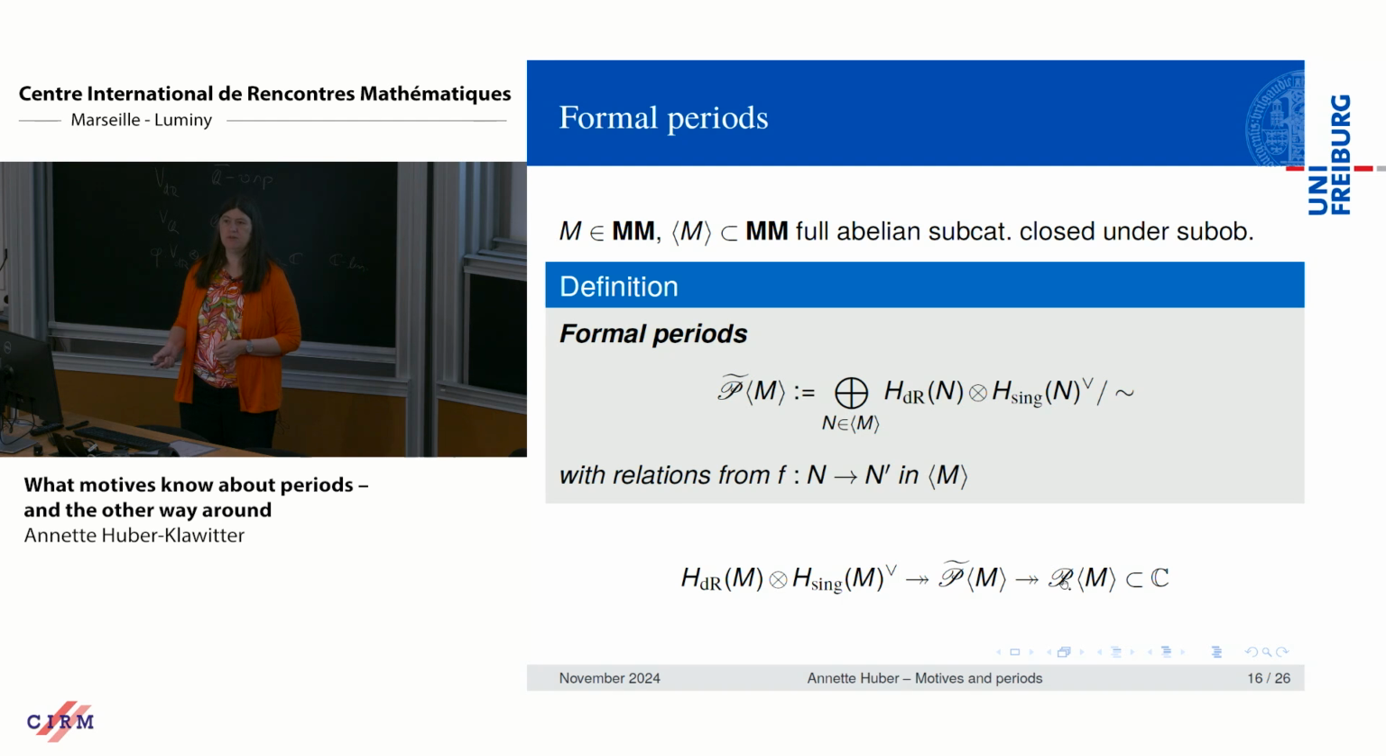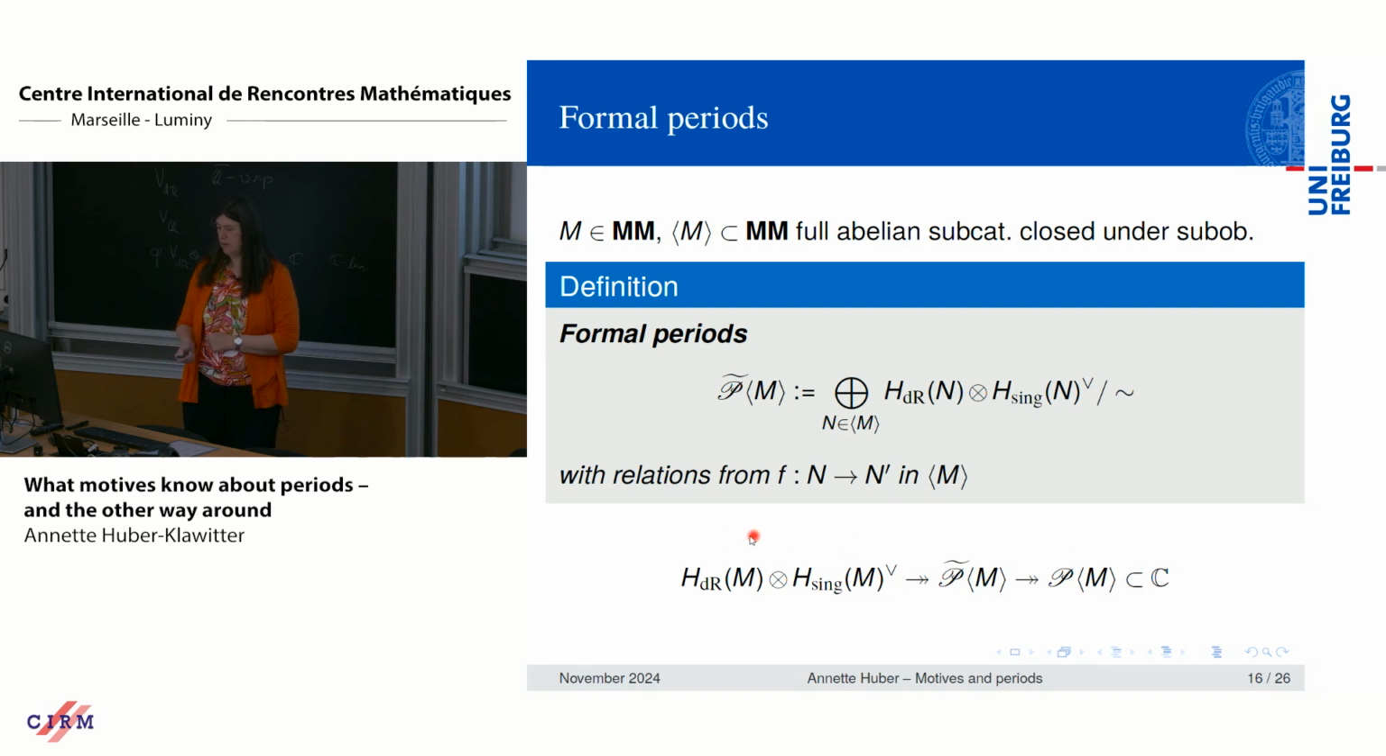And then you think about this for 5 minutes, and then you see that if you start with a formal period of M, then you'll end up with an actual period of N. If you have a submotive, then the periods of N are contained in the periods of M. There's nothing new. You get the period space of M as the image of the evaluation map. So we have this surjection from formal period to actual period.